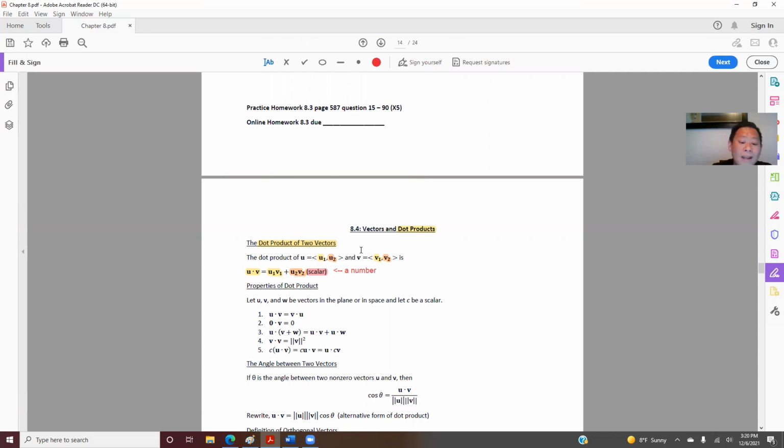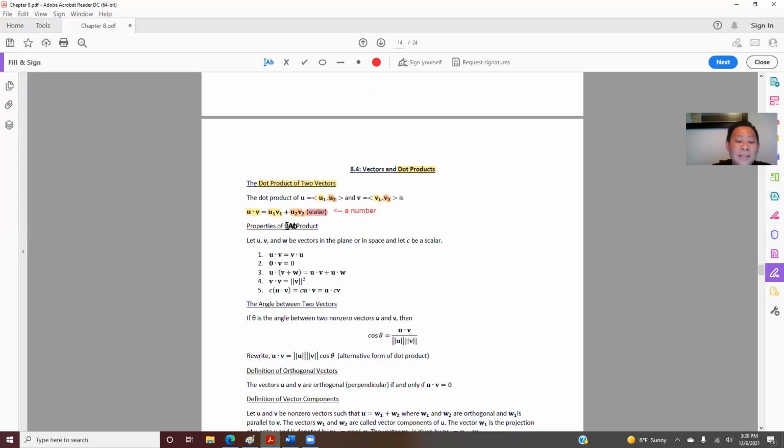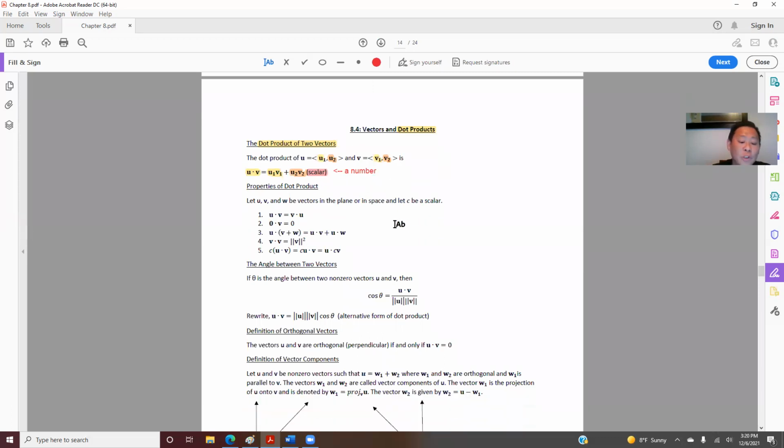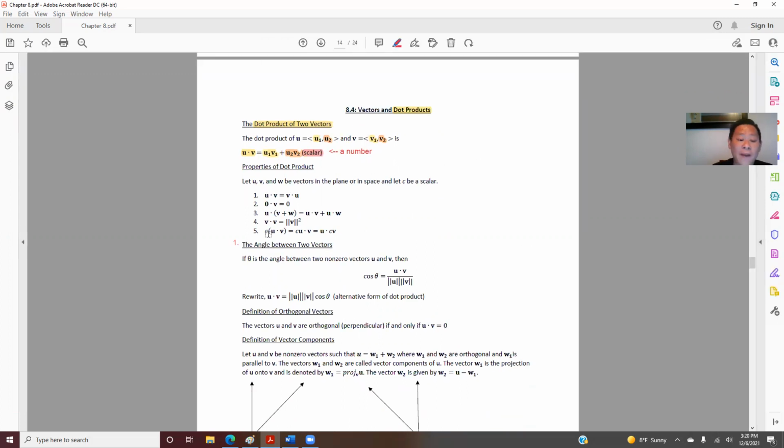Okay. What is the use of these dot products? There are two important usages of the dot product. One, you can find the angle between the two vectors. So if I give you two vectors, you can always find the angle of it. You do cosine theta equals u dot v over the magnitude of u times the magnitude of v. So you can actually find the theta between these two vectors using this formula.